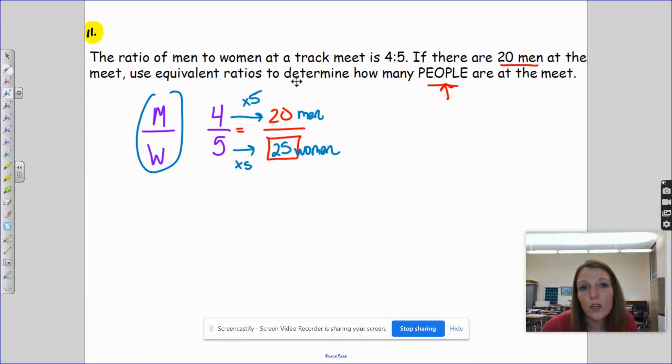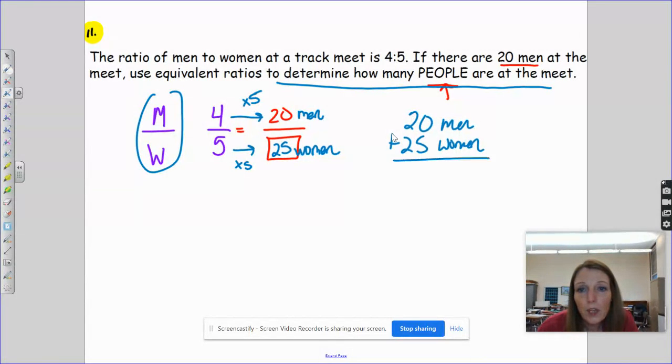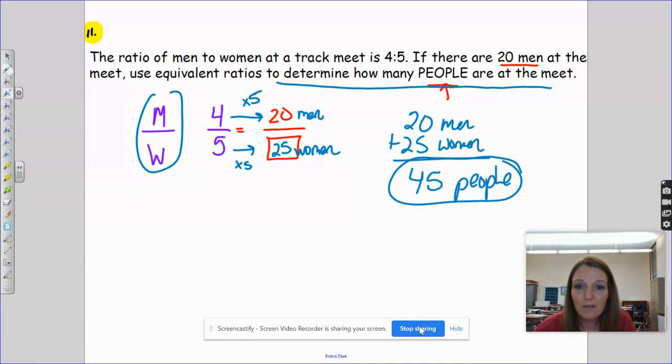So now when I read the question again, and they want me to determine how many people are at the meet, that's the total, right? So there are 20 men plus 25 women. So I'm going to add those to get the total. So there were 45 people at the meet. Okay, hopefully that'll do.